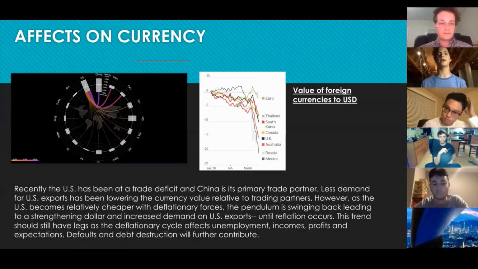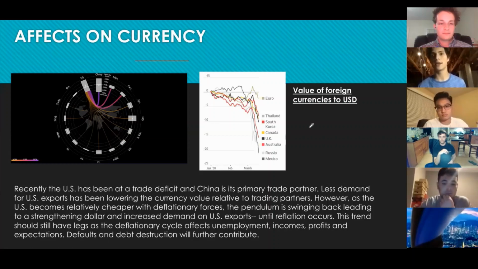If you think about it, if $900 just a month ago was able to buy one Tesla share, now $400 and something can buy one Tesla share. So it's not just relative to other currencies that the dollar is increasing in value. It's relative to other assets too.